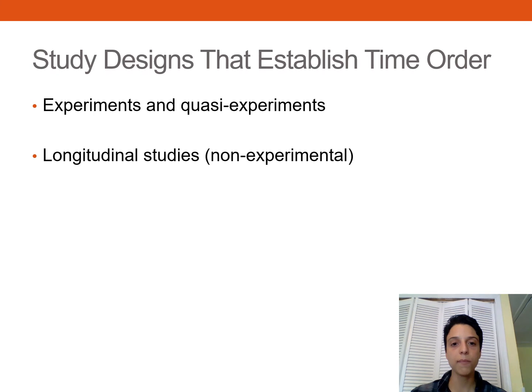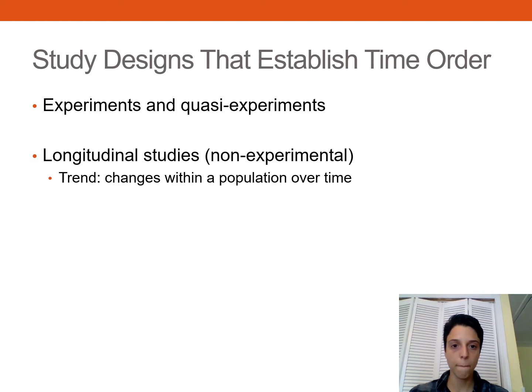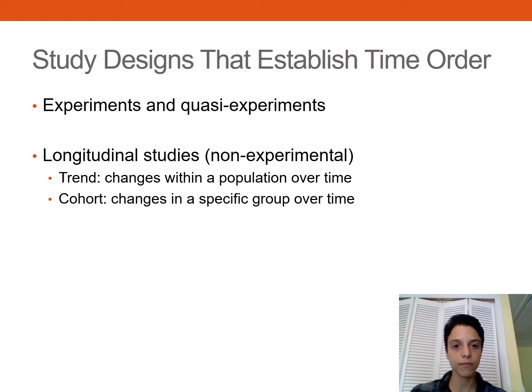If you're not looking at experimental research, there are also longitudinal studies that can help to establish time order. A longitudinal study is a study that looks at something happening over time. There are trend studies that look at changes within a population over time. So for example, if you were looking at attitudes about marijuana legalization in the whole population, you could track how they're changing over time, and then you would have some information about what the time order of different things are.